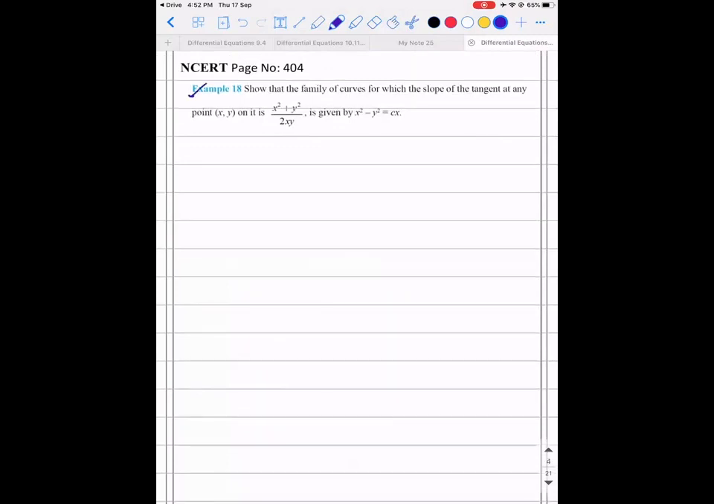question is, show that the family of curves for which the slope of tangent at any point x comma y on it is x square plus y square by 2xy is given by the expression x square minus y square is equal to cx. So they have given you the general solution. They're asking you to prove that this is the general solution of the given differential equation, x square plus y square by 2xy. So what have they given? Slope of tangent.